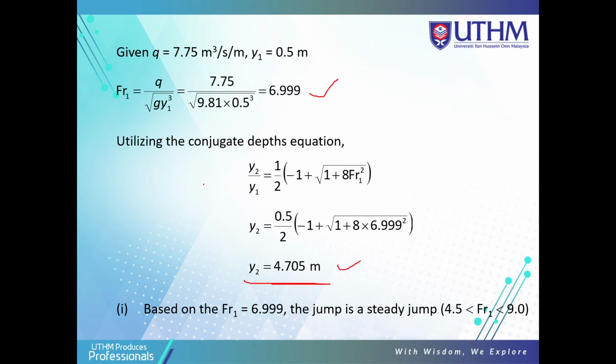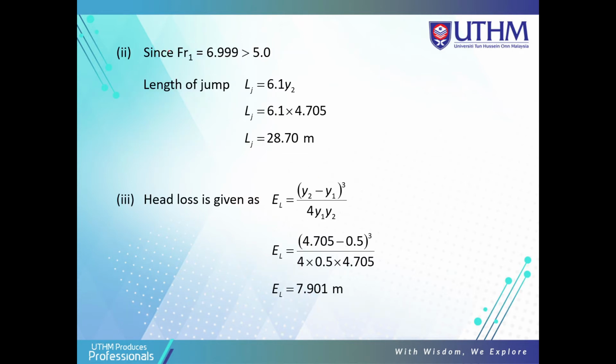So based on the Froude number of 6.999, we know that the hydraulic jump is a steady jump, which is within this range of Froude number. Since the Froude number is 6.999, this is more than 5, so we use this equation for the length of jump. Put all the values here, and we get the length of jump is 28.7 meters.